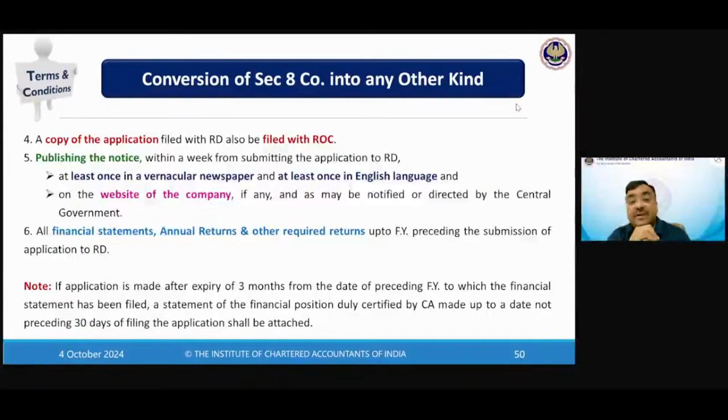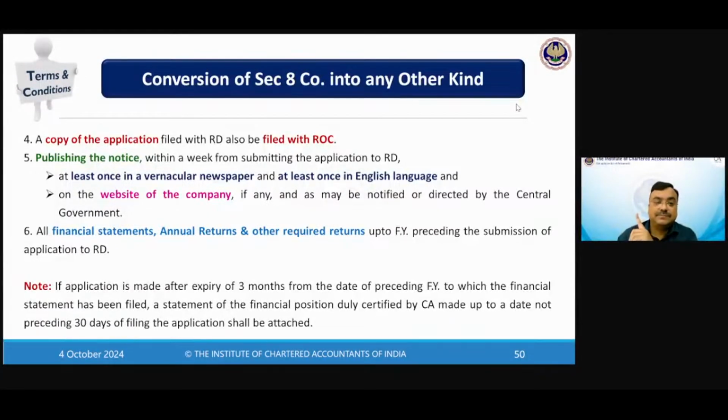And on the website of the company if any, and other websites as may be notified or directed by the Central Government. All the financial statements, annual returns, and other required returns up to the financial year preceding the submission of the application to RD to be properly submitted. यानी जिस दिन आप RD रीजनल डायरेक्टर को एप्लीकेशन दे रहे हैं फॉर कन्वर्जन, उससे पहले the day financial year ending before the date on which you are presenting the application to RD, so all the financial statements, returns, other returns should be properly submitted.